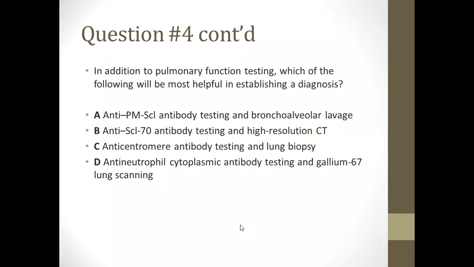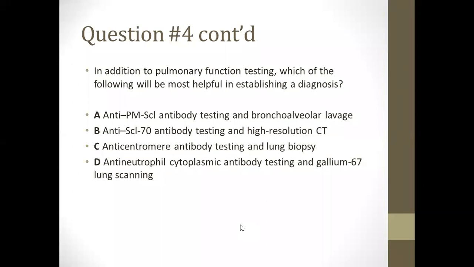In addition to getting pulmonary function tests on her, what is going to be the most helpful in establishing a diagnosis? You're probably going to order all the blood tests, but there's one that you would want to get. So A, anti-PM-Scl antibody testing and bronchoalveolar lavage. B, anti-Scl-70 antibody testing and high resolution CT. C, anti-centromere antibody testing and lung biopsy. D, ANCA and gallium. Who votes for A?